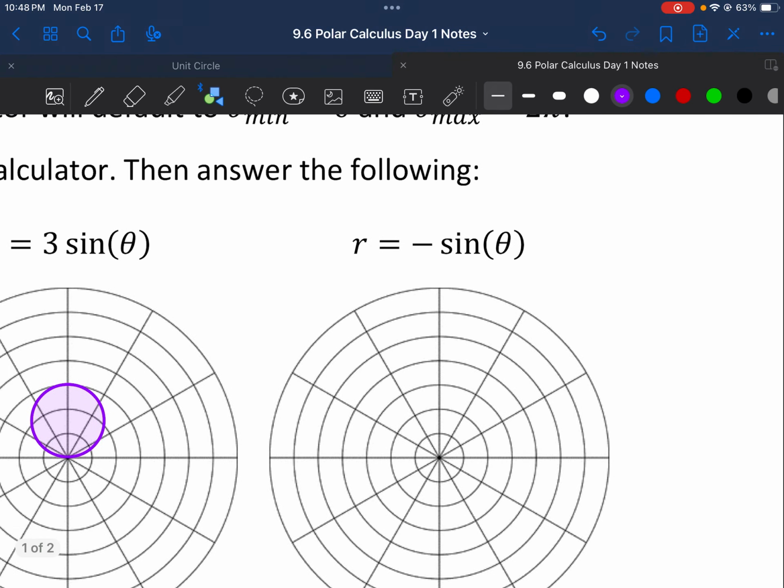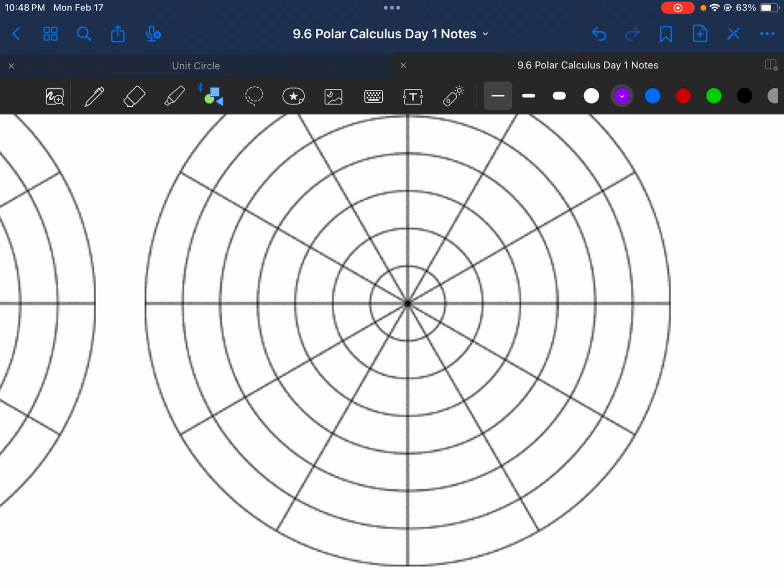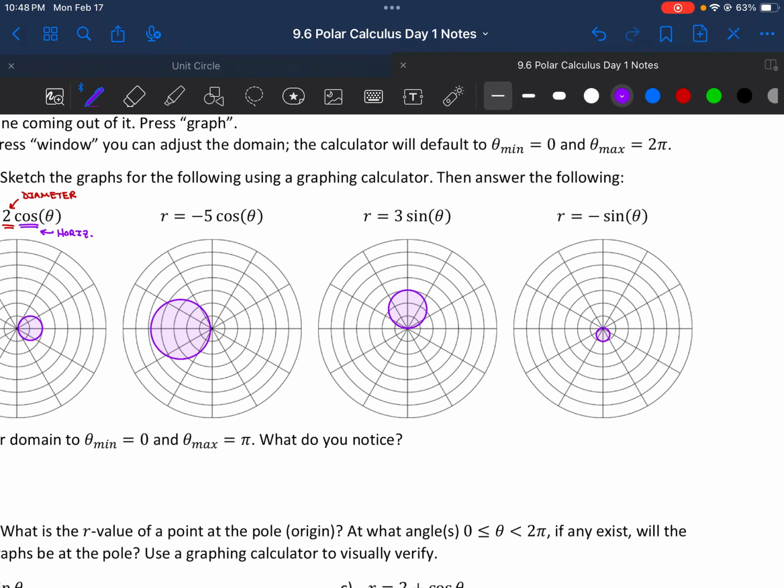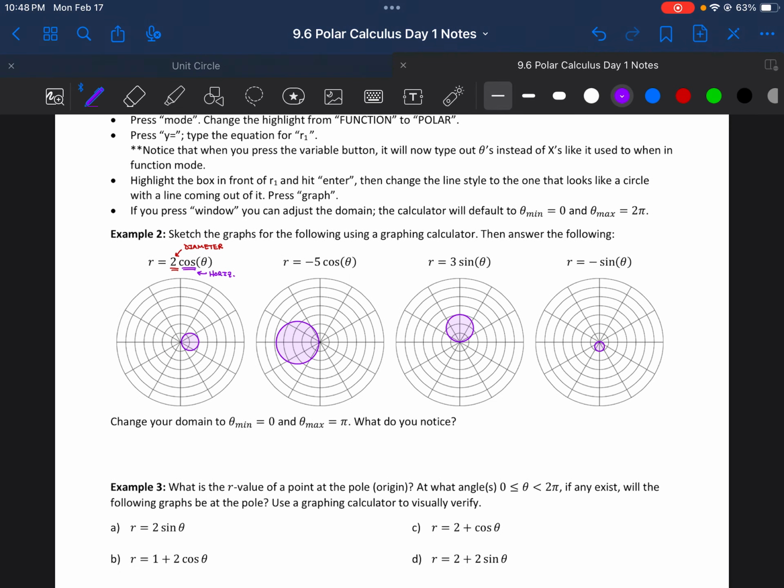And finally, right here, r equals negative sine of theta. Sine means it's going to be above or below the pole. Diameter is going to be 1, the implied 1. It's going to sit below the pole. So we want a circle, diameter of 1, sitting below the pole. Yep, that's good enough. Okay.